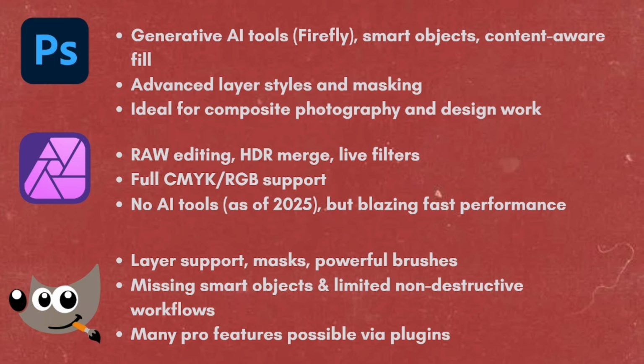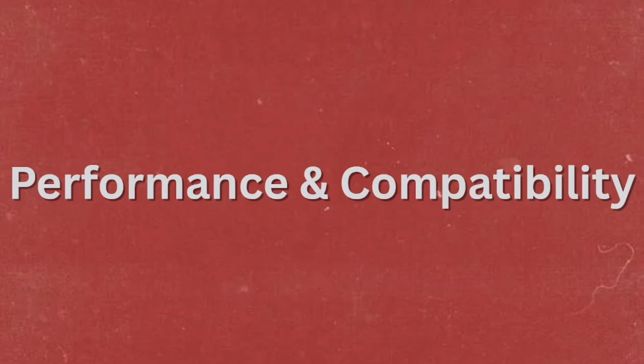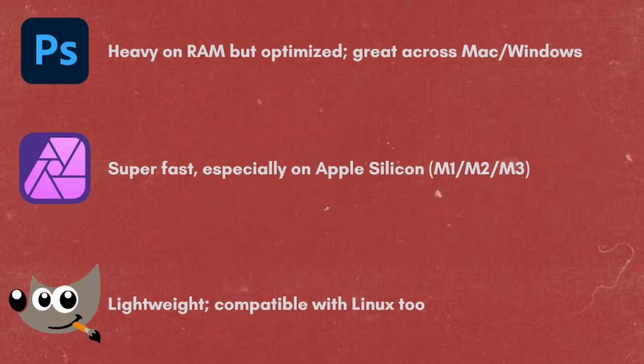So, performance and compatibility. Photoshop is heavy on RAM but optimized, so this is great across Mac and Windows. Affinity Photo is super fast, especially on Apple Silicon, the M1, M2, and M3. GIMP is lightweight and compatible with Linux too.